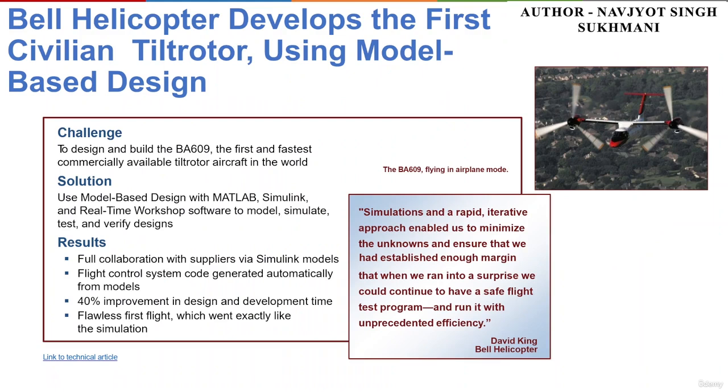So this is one of the basic examples of Simulink. Bell Helicopter developed the first tiltrotor using model-based design. This is the first helicopter designed using model-based design. Here are the challenges they faced, the solutions they got from Simulink, and some results. The challenge was to design and build the BA609, the first and fastest commercially available tiltrotor aircraft in the world.